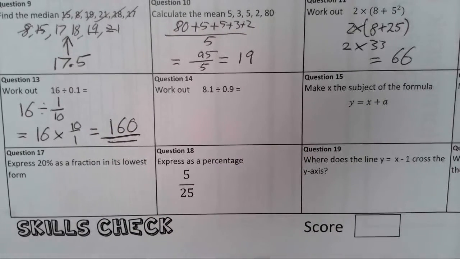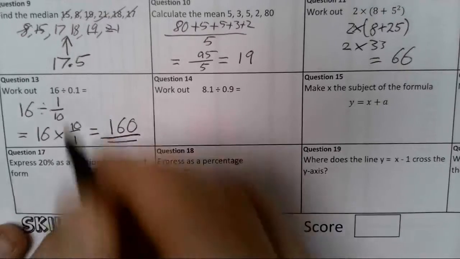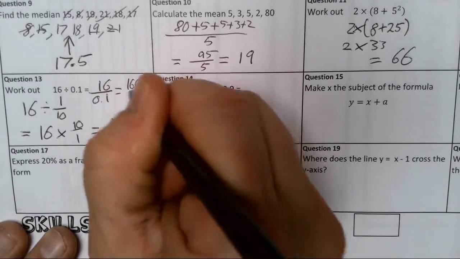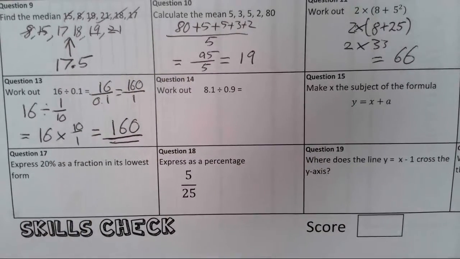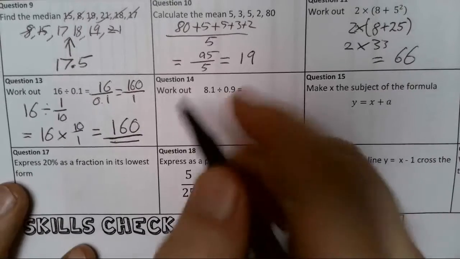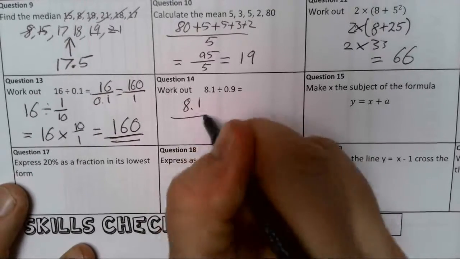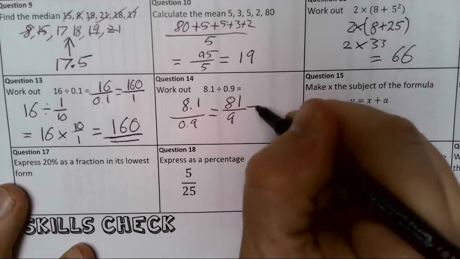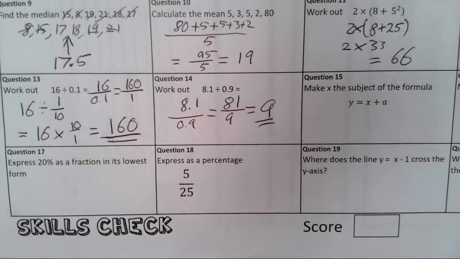Okay, so we need to be good at that dividing with fractions. Or you could just do 160 divided by 1 using equivalent fractions, couldn't you? So divided by 0.1 is the same as 160 divided by 1. That would be also a very good way of working that out. That's the method I'm going to use here. 8.1 divided by 0.9 is the same as 81 divided by 9 is just 9.